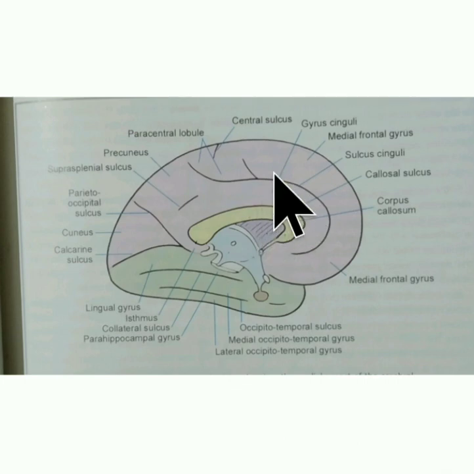The area between the cingulate sulcus and the corpus callosum is called the cingulate gyrus, and this area is separated from the corpus callosum by a callosal sulcus.